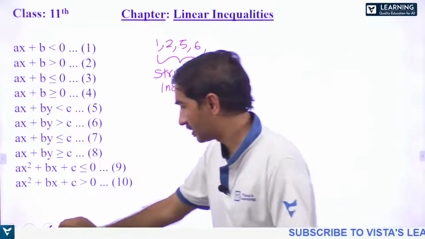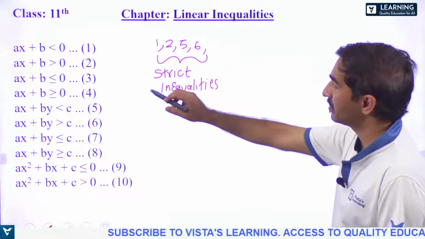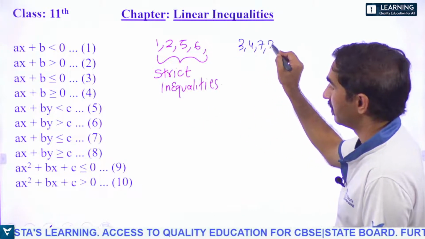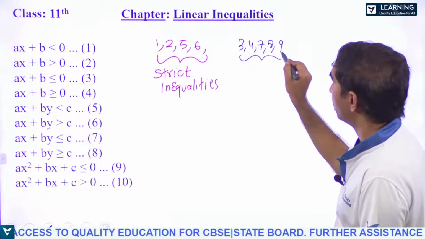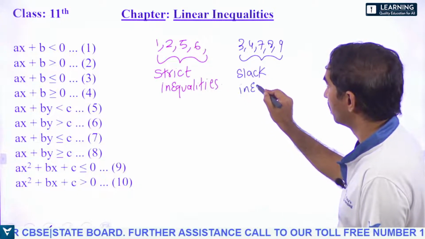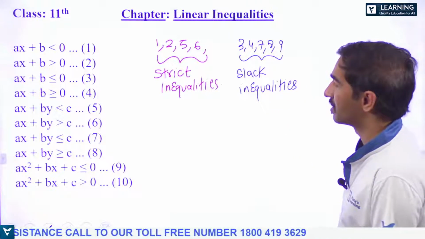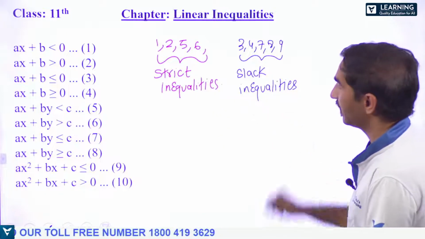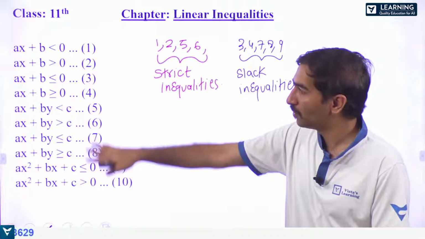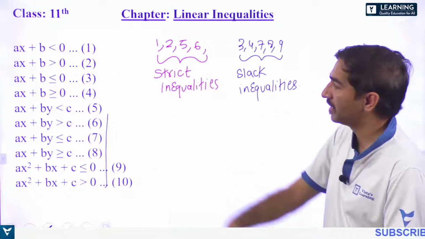All right. Next. Apart from 1, 2, 5, 6, next we will take 3, 4, 7, 8, 9. These are called slack inequalities. I'll tell you what the difference is here. In the meantime, you can just make a note of this. Strict inequalities, slack inequalities, that's all. The others I'll tell you on this here only, with the help of these equations.